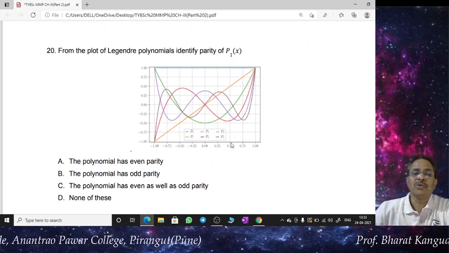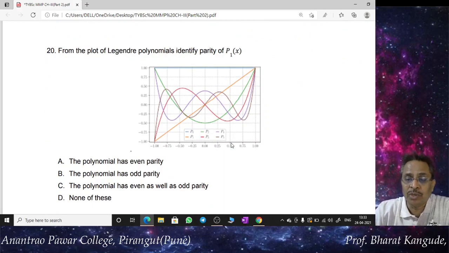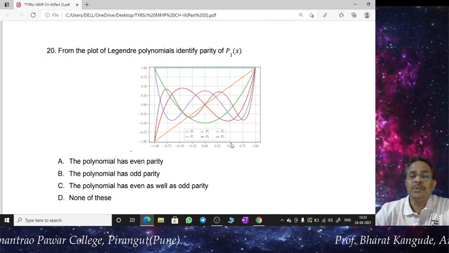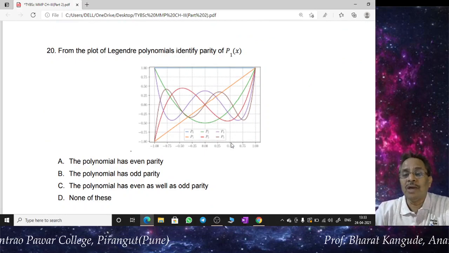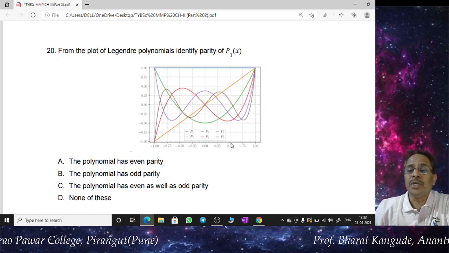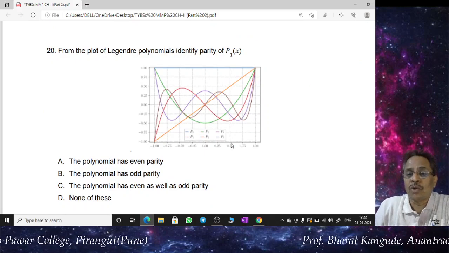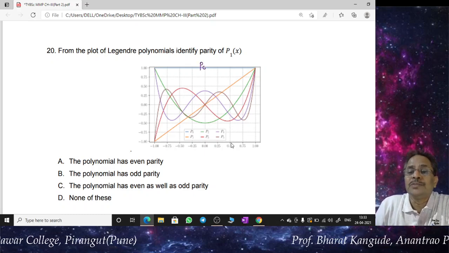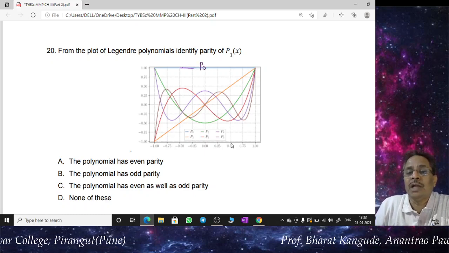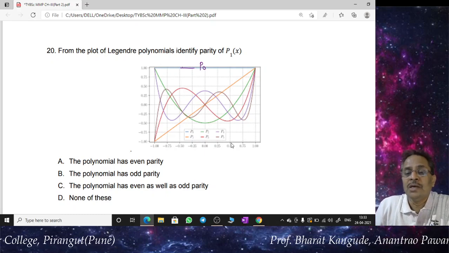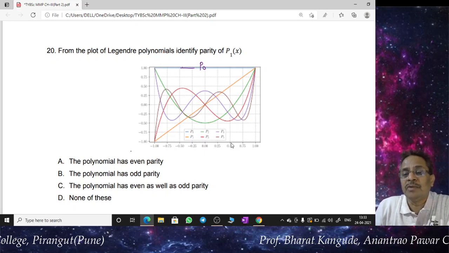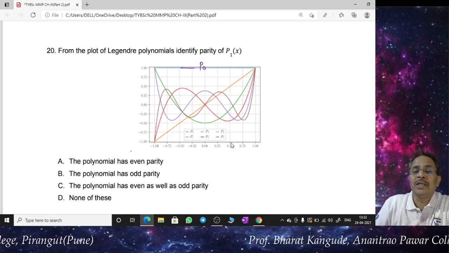So naturally, in question number 20, I have taken this diagram from Wikipedia. This is a plot of the Legendre polynomials for different values of L: P0, P1, P2, P3, etc. From that we can identify this is P0, a straight line which is at 1. For all values of x from minus 1 to plus 1, this is giving me a constant value, that is 1. So I get this to be P0.